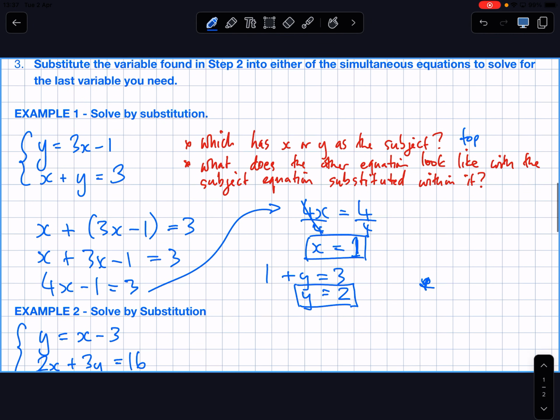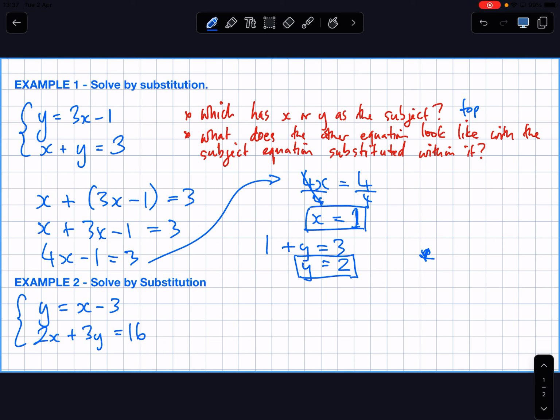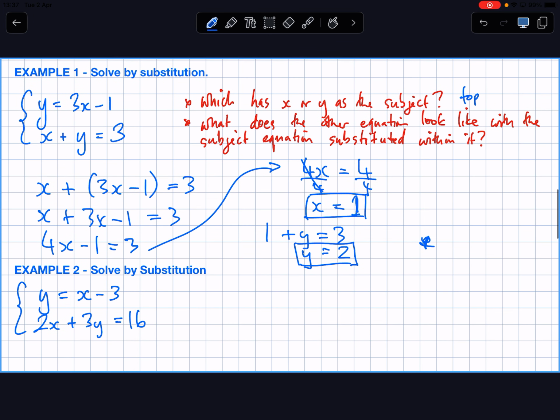So we'll look at the next example so people can have a think about how they would go about solving that. Before we even start it, in example 2, are the brackets going to matter this time? You look at that. Which equation am I going to shove into the other one? Which equation, the top or the bottom, has x or y written as the subject?